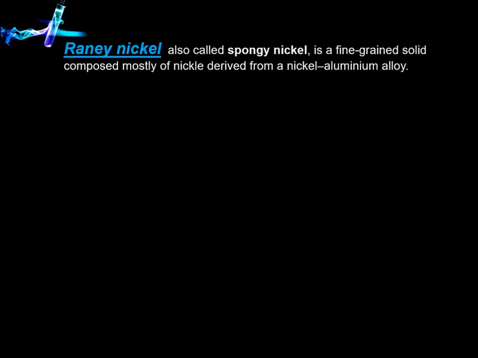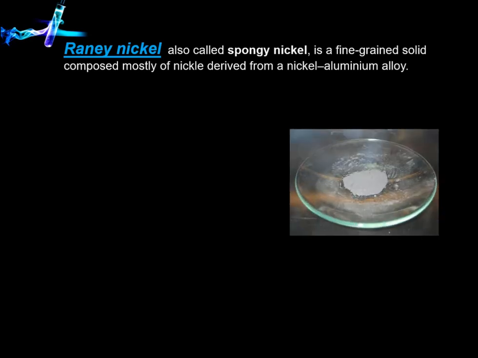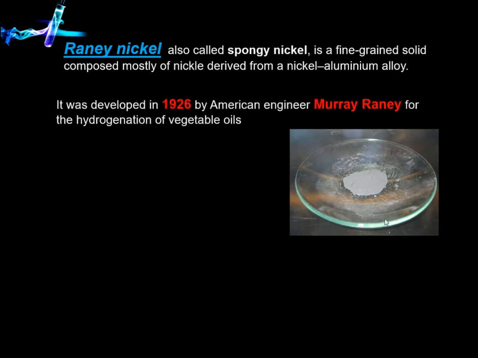This is very important. Raney nickel is also called spongy nickel, and it is a very finely ground or finely powdered solid kind of nickel. It is usually derived from a nickel and aluminium alloy. This is the Raney nickel. It was developed in 1926 by American engineer Murray Raney for the hydrogenation of vegetable oils. That's why, after his name, this nickel is called Raney nickel.